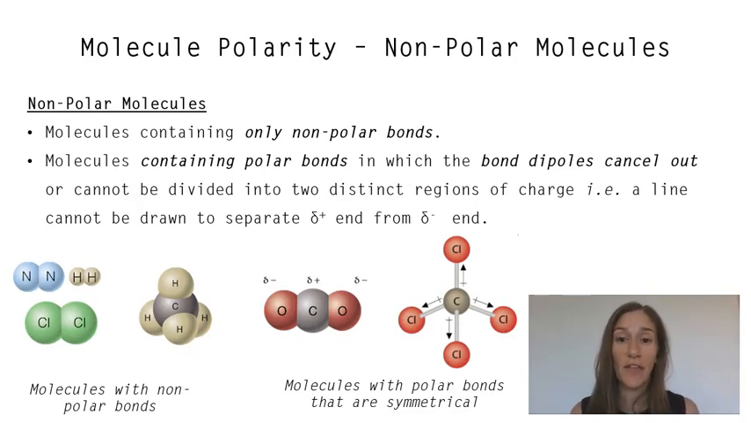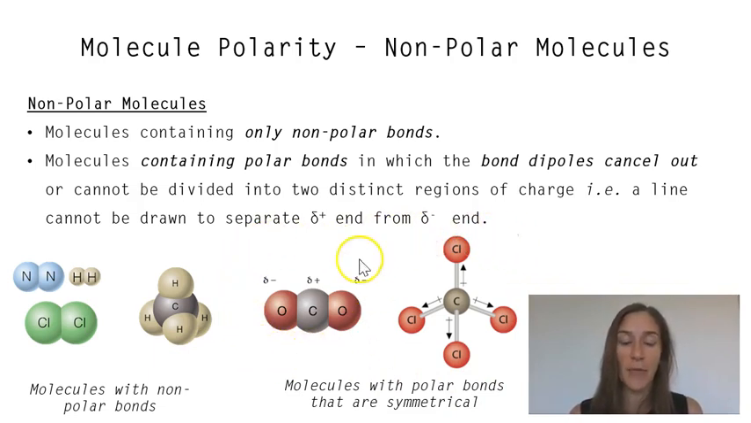Nonpolar molecules, on the other hand, can result from two different situations. The first is when the molecule contains only nonpolar bonds, so either bonds between two of the same element, or bonds between carbon and hydrogen, which have similar electronegativities. The second situation is when the molecules contain polar bonds, in which either the bond dipoles cancel out, or you cannot divide the molecule into two distinct regions of charge. So these two molecules here are examples of those.